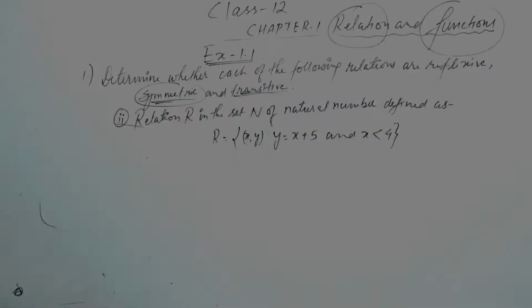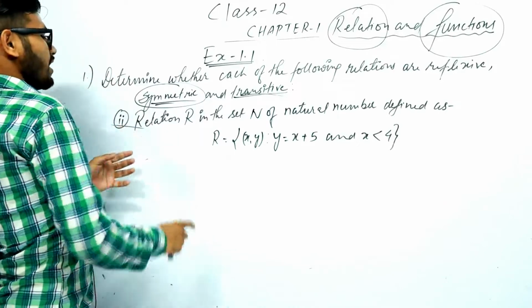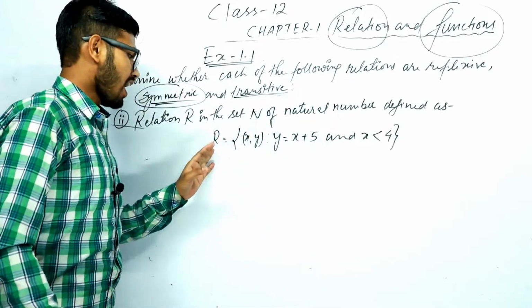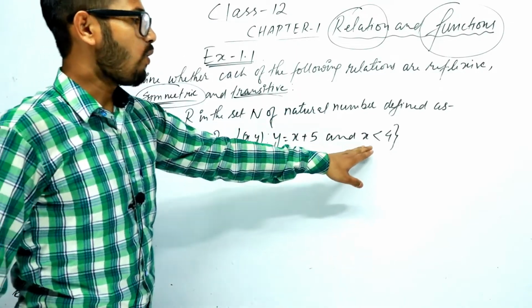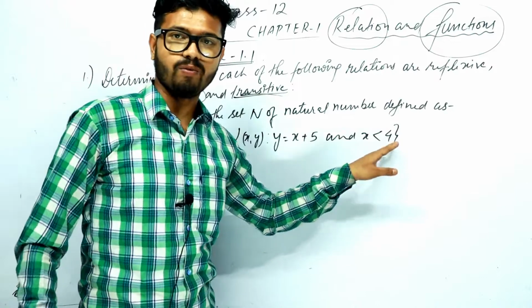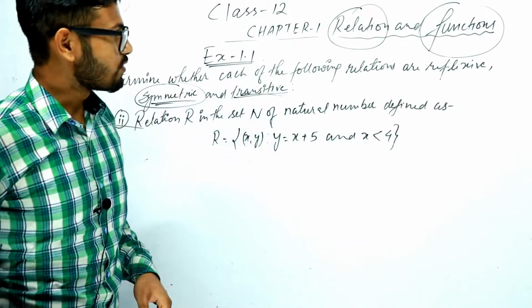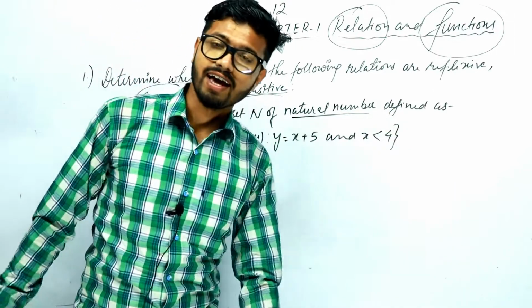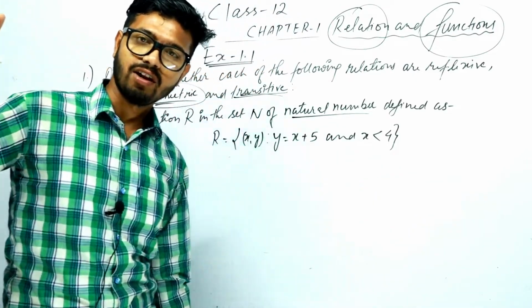Thank you. So here is the next part of this question. The next question says that relation R in the set N of natural numbers is defined as R equals x comma y, where y equals x plus 5 and x is less than 4. X is a natural number, and we know that natural numbers start from 1, 2, 3, 4, 5, up to infinity.